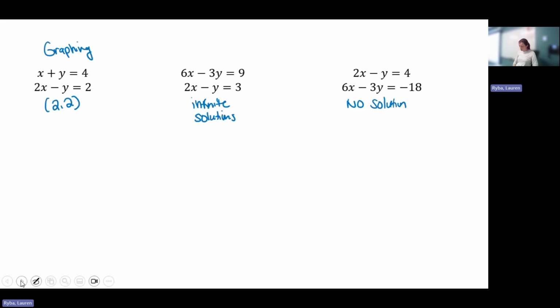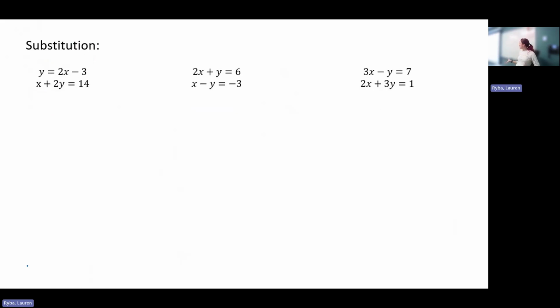All right, so if we are asked to solve by hand, we have two methods here. Substitution and elimination is where we're going to start. And then on Thursday, we will talk about matrices. So in order to do substitution, you have to either have one of your equations already solved for a variable, or you're going to solve one for a variable.